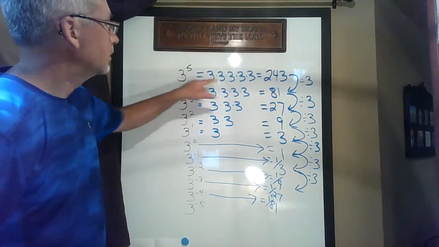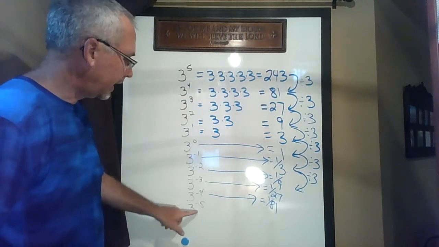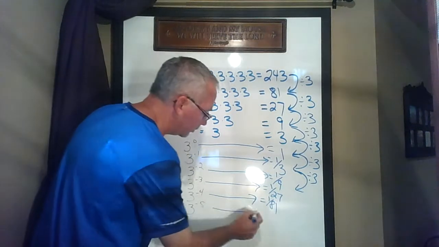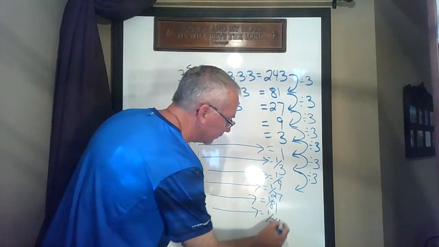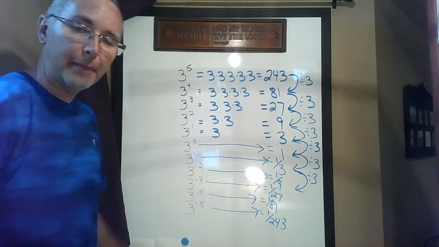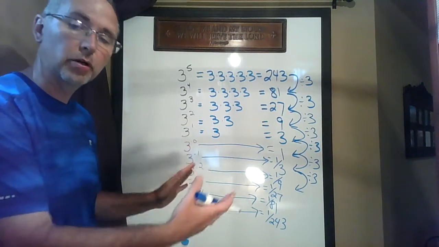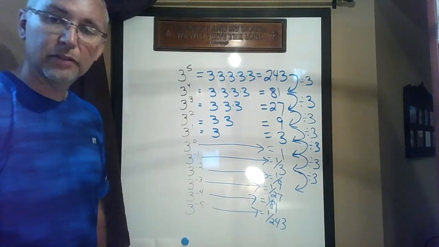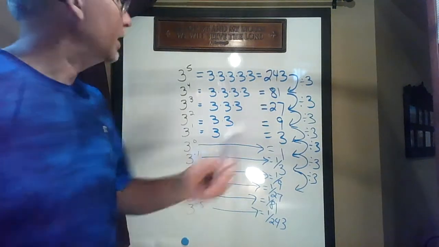3 to the fifth is equal to 243. So obviously 3 to the negative fifth is equal to 1 over 243. And so again, a reminder, a negative exponent does not make a negative number. A negative exponent just says it's the reciprocal of what it would be if it was not negative. Hopefully that makes some sense for you. So that's our first thing.